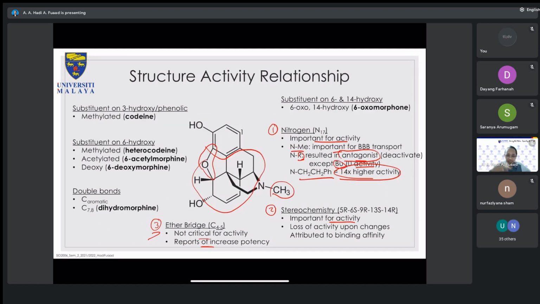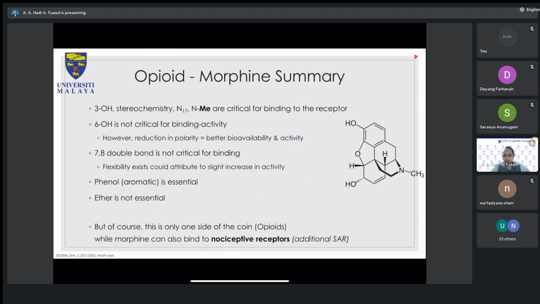So that is just a summary of what we've talked about. You can read it in your own time. We will stop here and we will continue next week. This one is a summary, so just go and have a read. This is one side of the coin, opioids. Morphine can also bind to nociceptin receptors. Additional SAR, we're not going to cover, at least for this particular lecture.